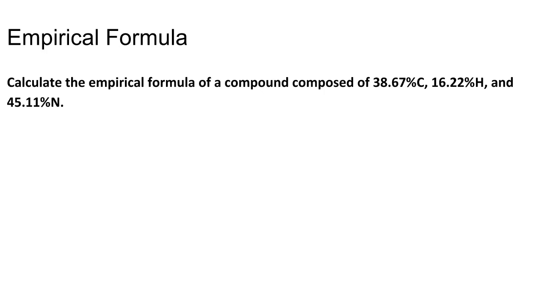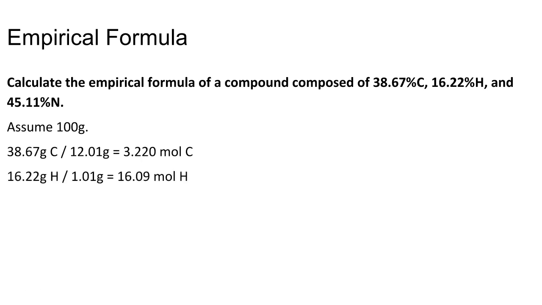Let's do some empirical formula problems. Now, the trick with these, if they give you percentages, is to assume you have 100 grams. So if I had 100 grams, then I would have 38.67 grams of carbon, 16.22 grams of hydrogen, and 45.11 grams of nitrogen.